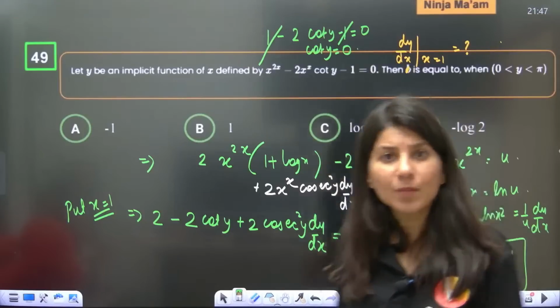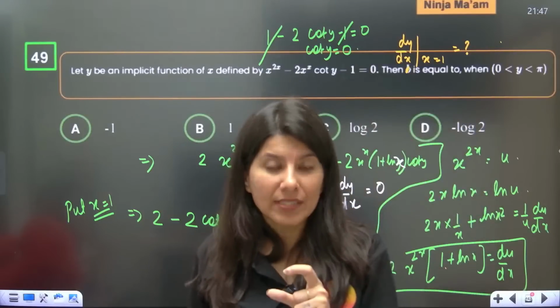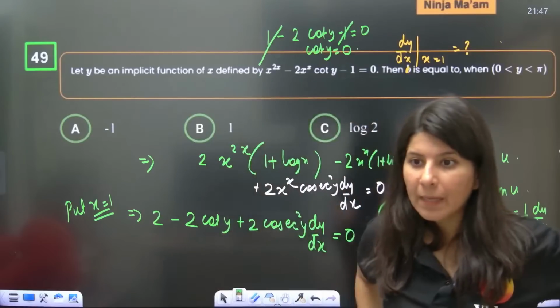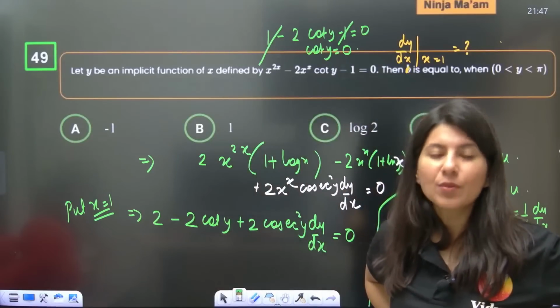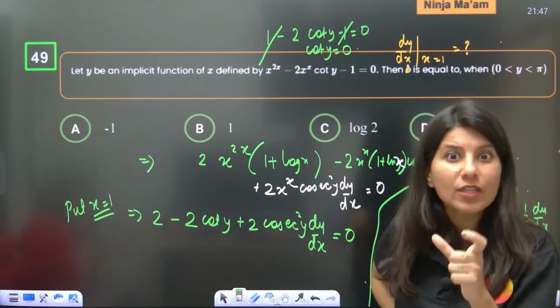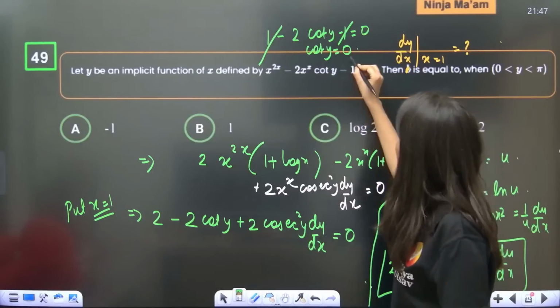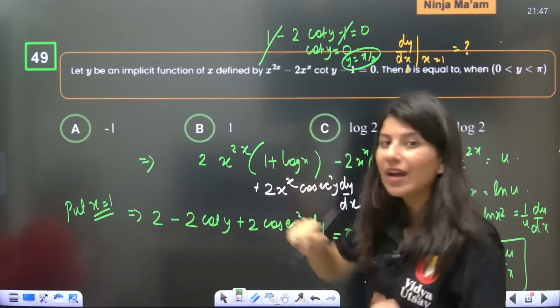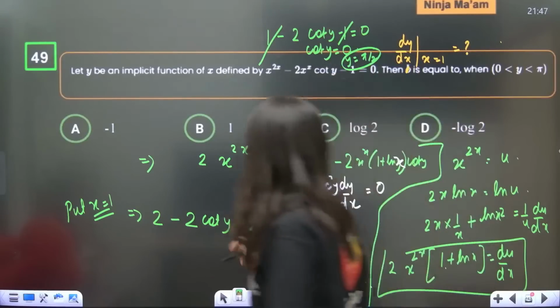Cot y 0 means sine by cos, so sine y being 0. See, cot y means, sorry, cos by sine, right? So cos should be 0. So at x equals to 1, y is actually pi by 2. Cot y is 0 when y is pi by 2, correct? So put y as pi by 2.